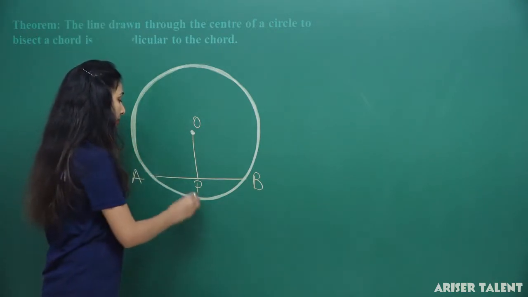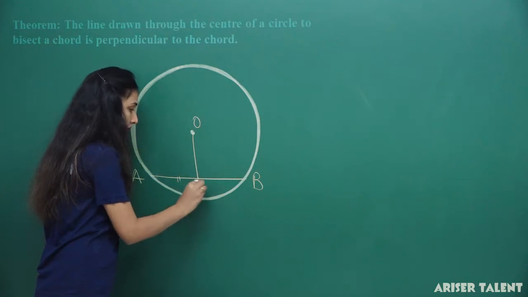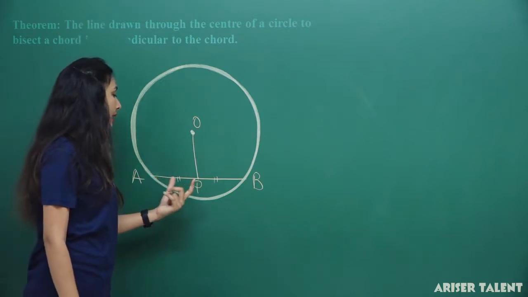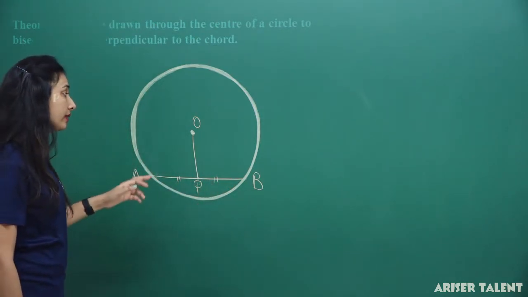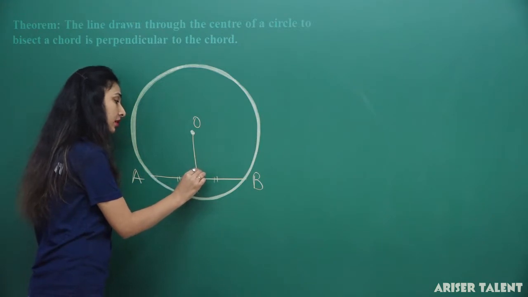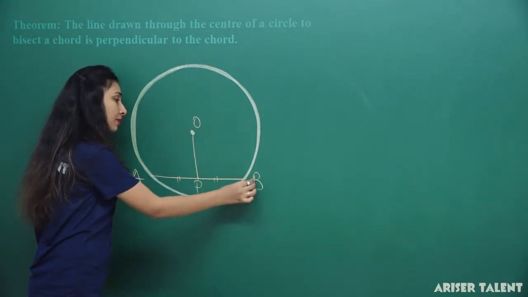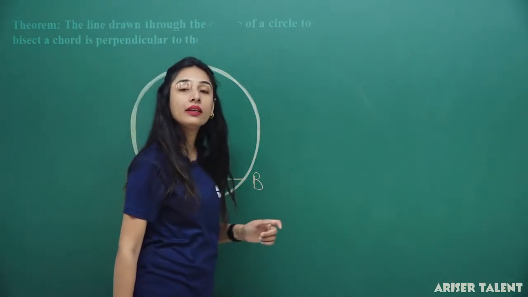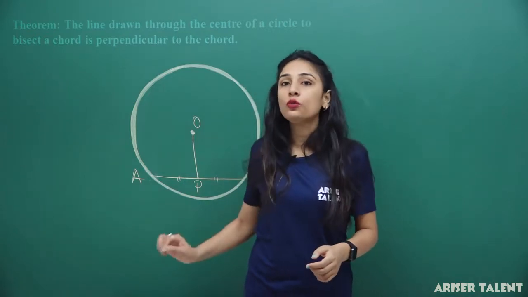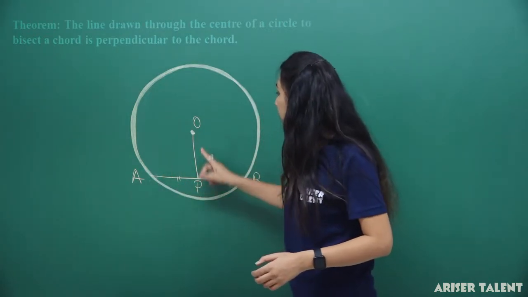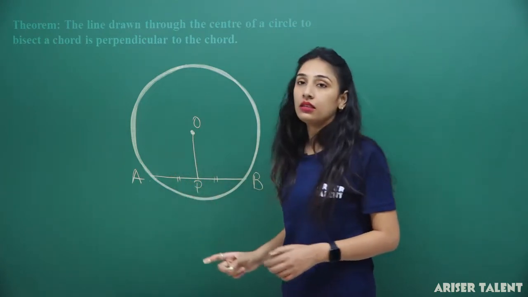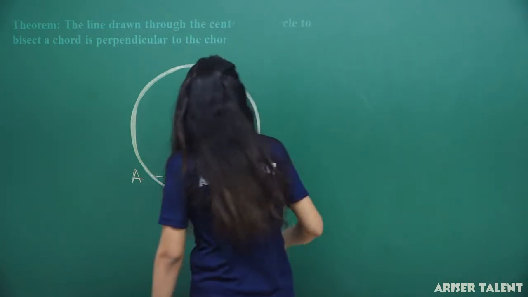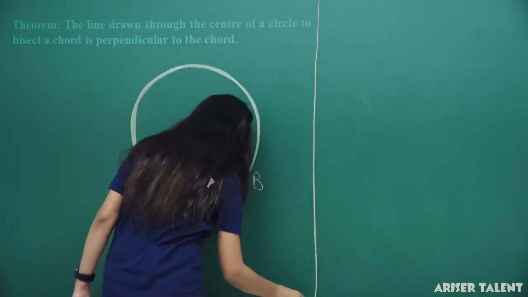Now it's saying that this line is dividing the line AB into two halves, like AP equals PB. Now it's telling us to prove that angle OPB equals angle OPA equals 90 degrees. These two angles are 90 degrees. So this we have to prove, and we are provided with the information that OP is bisecting AB. Now whether it's a perpendicular bisector or not, we have to prove it.